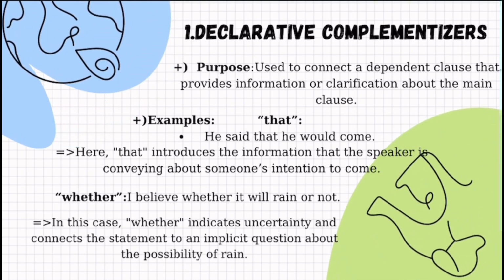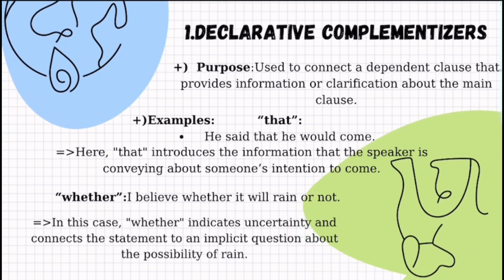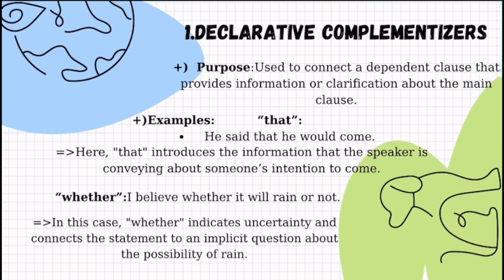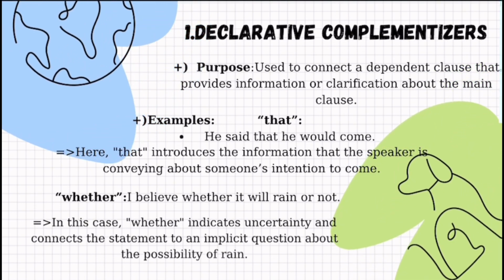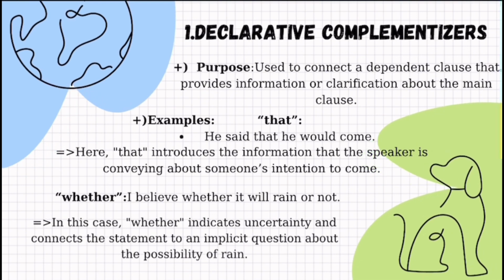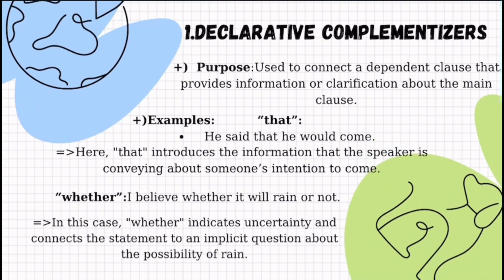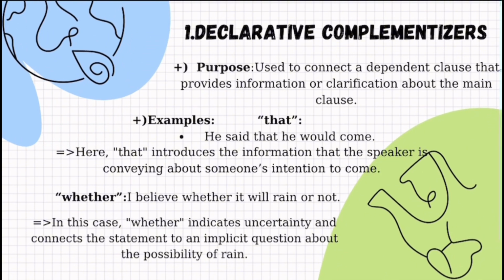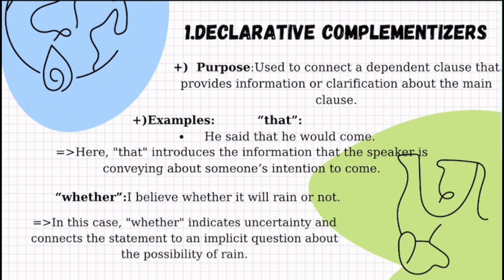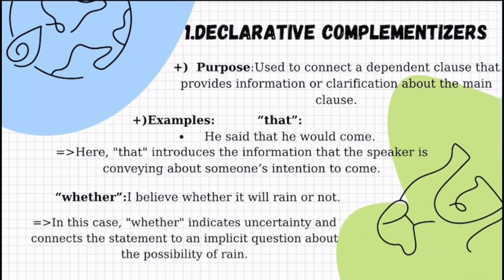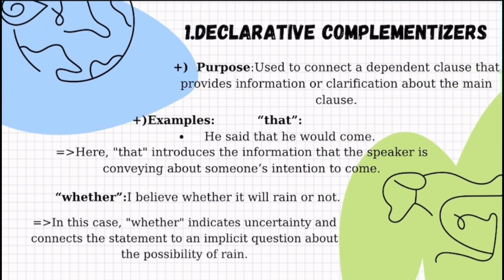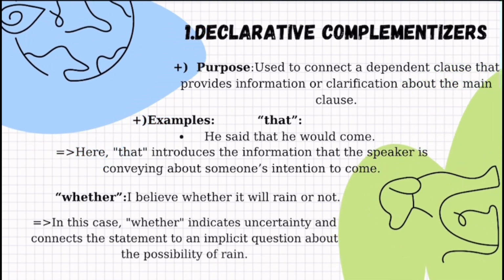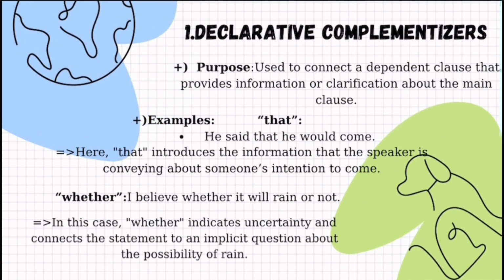Declarative complementizer introduces the statement or declarative clause. For example, he said that he would come. So the word that here introduces the information that the speaker is conveying about someone's intention to come. Another example is I believe whether it will rain or not. So in this case, whether indicates uncertainty and connects the statement to an implicit question about the possibility of rain.